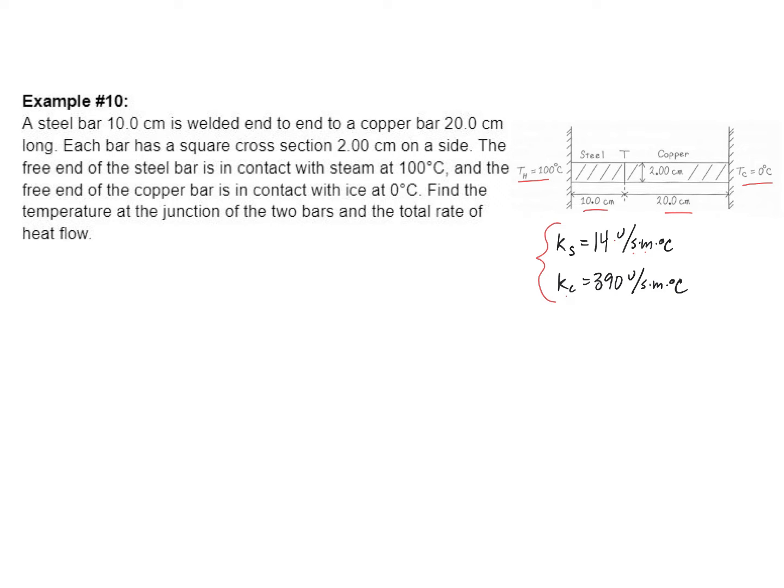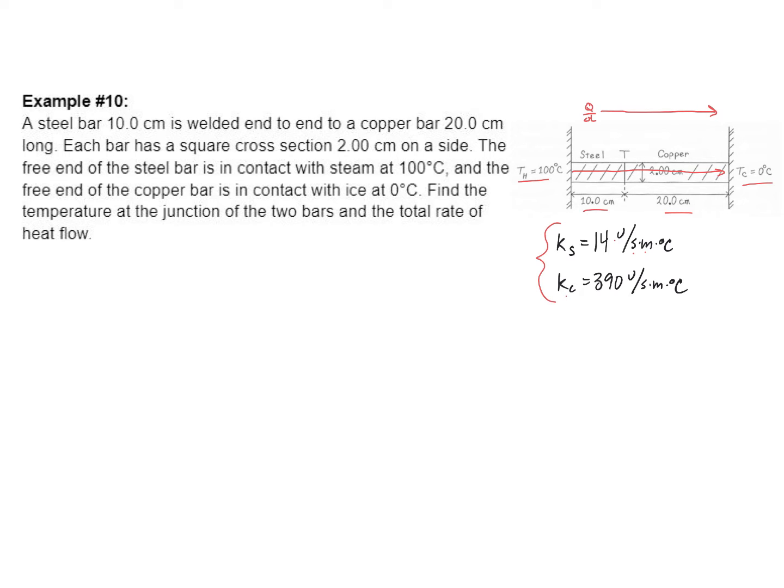Now one of the big ideas that's going to be important as we start to work these problems is recognize that if I have one continuous rod, even if it's different materials, going from one side to the other, delta Q over T is going to be a constant. It's going to be the same all the way through.